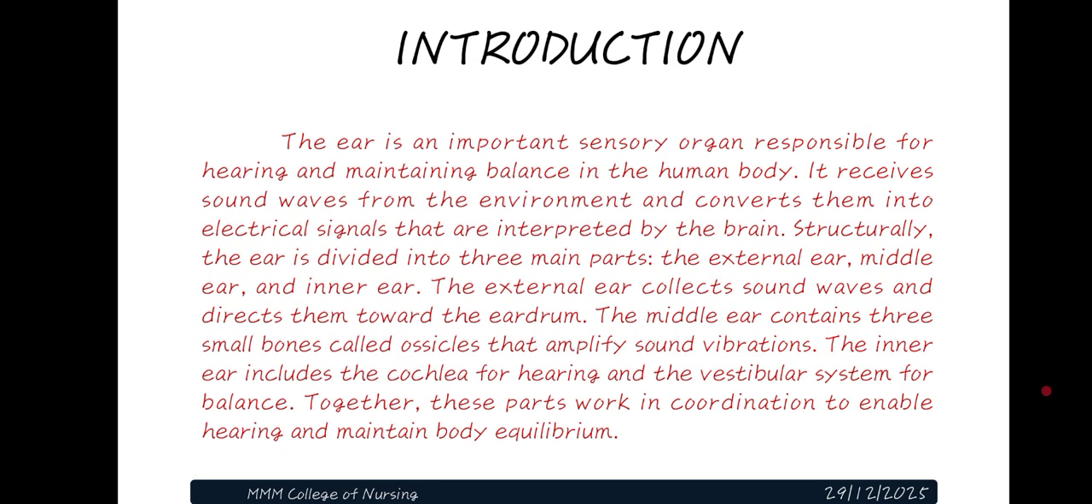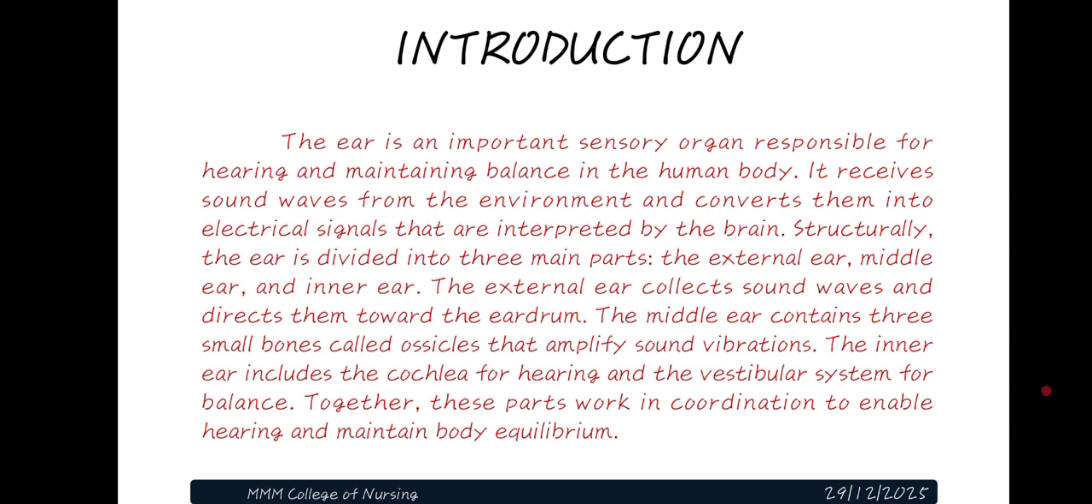Introduction. The ear is an important sensory organ responsible for hearing and maintaining balance in the human body. It receives sound waves from the environment and converts them into electrical signals that are interpreted by the brain. Structurally, the ear is divided into three main parts: external ear, middle ear, and inner ear.